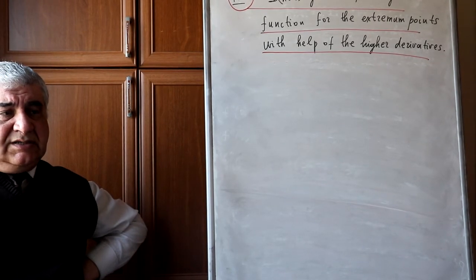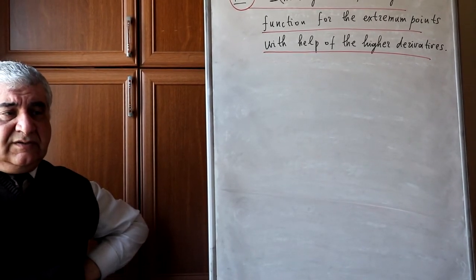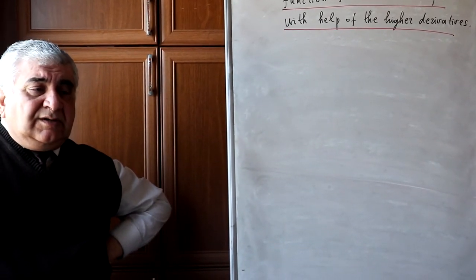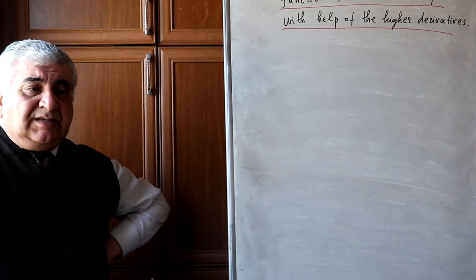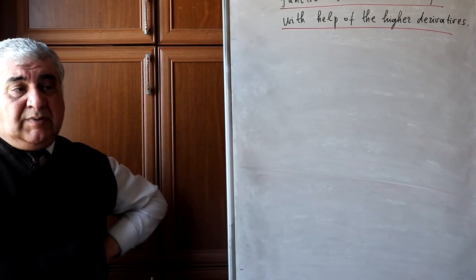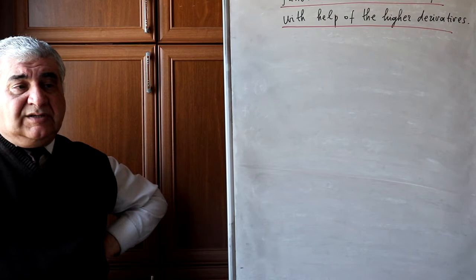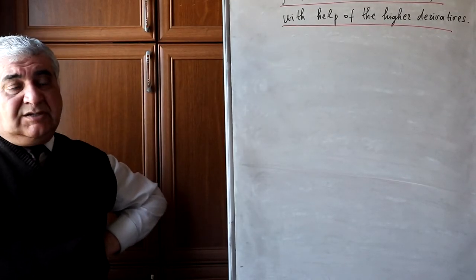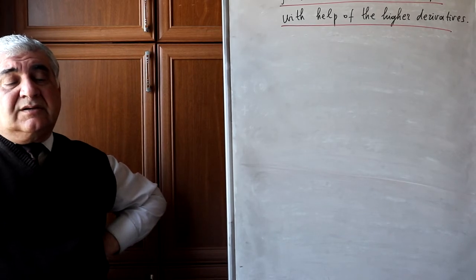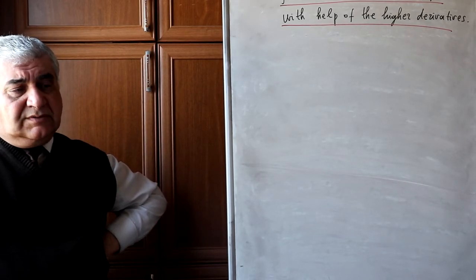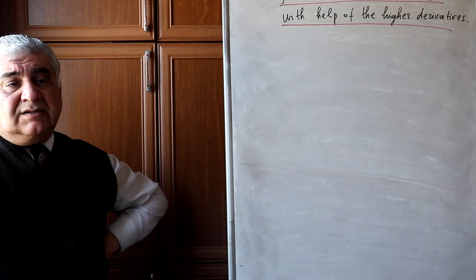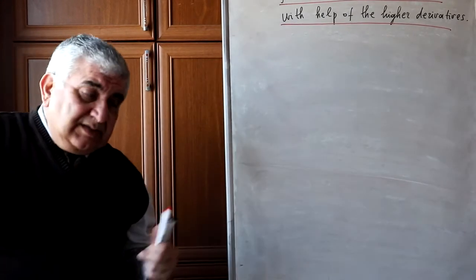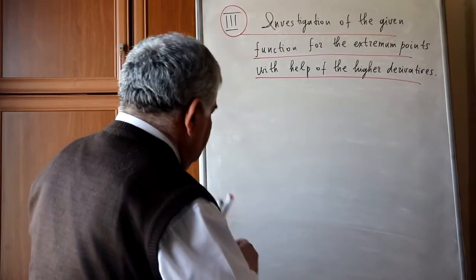And if this derivative is positive, then we have minimum point. If the derivative is negative, we have the maximum point. But if the first non-zero derivative has the odd order, it means this given critical point isn't extremum point. Please write these conditions.